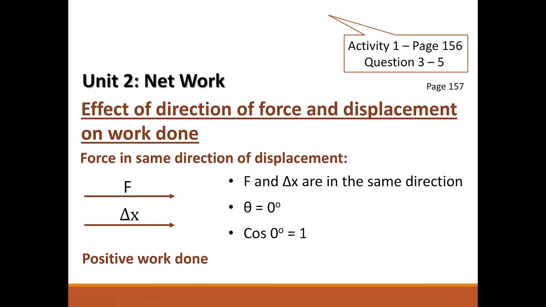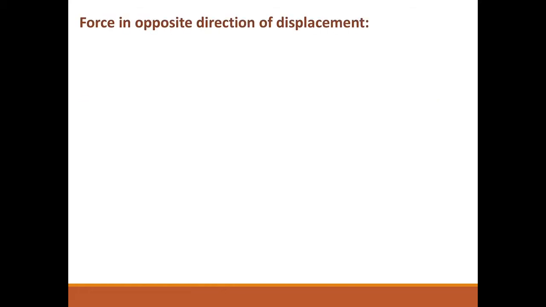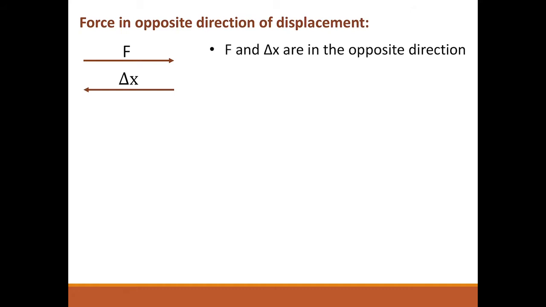That means we are adding energy to the system. Okay, we're giving it extra energy. When they're in opposite directions, so the force is to the right and delta x is to the left, this would be something like friction, which always acts in the opposite direction. That means theta is now 180, and cos 180 is minus 1. That means that negative work is being done.